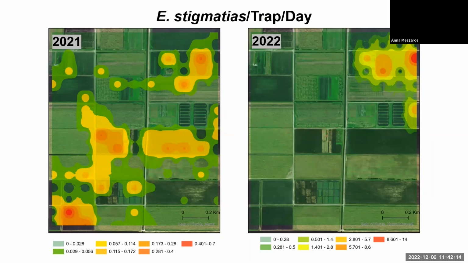Here, you want to guess where the corn was in 2022? Just follow the stigmatias. This is where they were. So this was really striking, how we could see that distribution of Euxesta stigmatias, even in those fields that were commercially treated with, I would guess, pyrethroid applications at least 3 times a week, if not 4 times a week. Numbers were low, but they were there and they were staying in the corn.